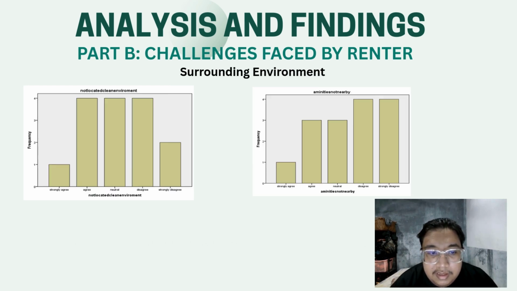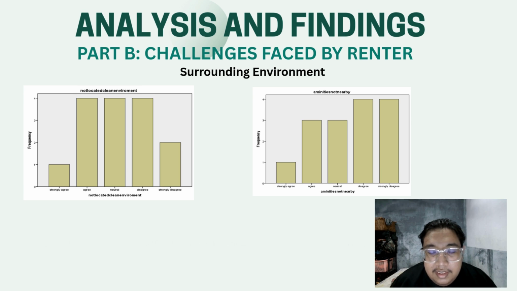The next point is the surrounding environment. The sub question is the house is not located in a clean or hygienic environment. The respondents are as follows: one strongly agree, four agree, four neutral, four disagree, and two strongly disagree.